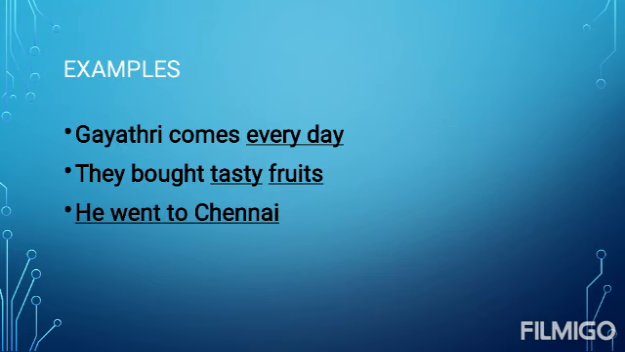Examples for adjunct. Gayatri comes every day. Gayatri is the subject, comes is the verb, every day refers to time, so it will be the adjunct in this sentence. They bought tasty fruits. They is the subject, bought is the verb, tasty fruits answers the question how, so it will be the adjunct. He went to Chennai. He is the subject, went is the verb, to Chennai refers to a place, so it will be the adjunct in the sentence.